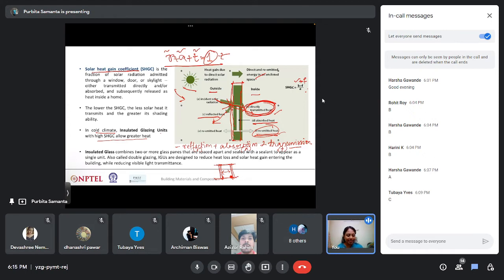So you can well understand that in cold climate, you are not only allowing more heat gain. Apart from that, you are also thinking of ways so that the heat that has already been gained should not get lost. That is why in cold climate we use insulated glazing units with high SHGC, or solar heat gain coefficient, that allows greater heat. So this is the entire fundamental, or the entire process or mechanism, whatever you want to say, about solar heat gain, and where we should use it. Where we should have a mechanism that has the capacity of gaining more heat, and where we should have less heat.